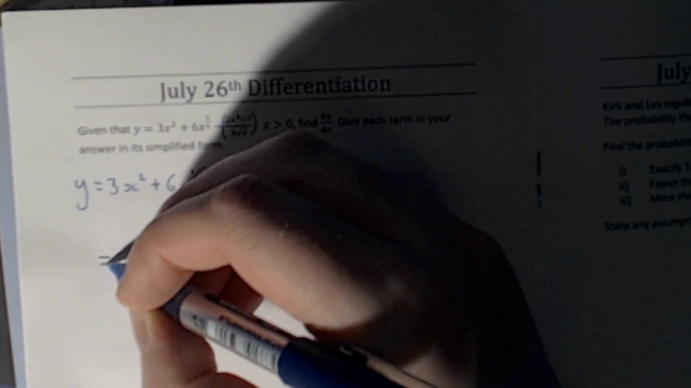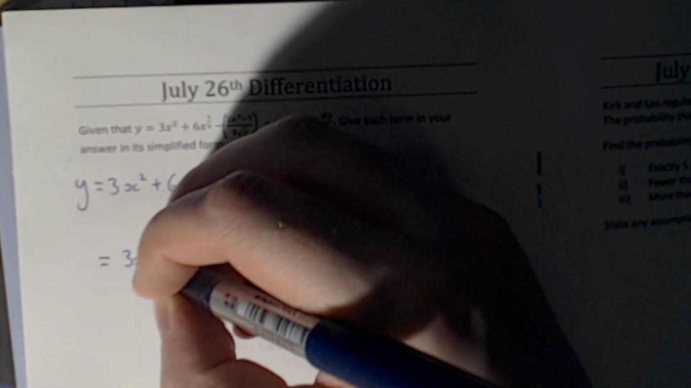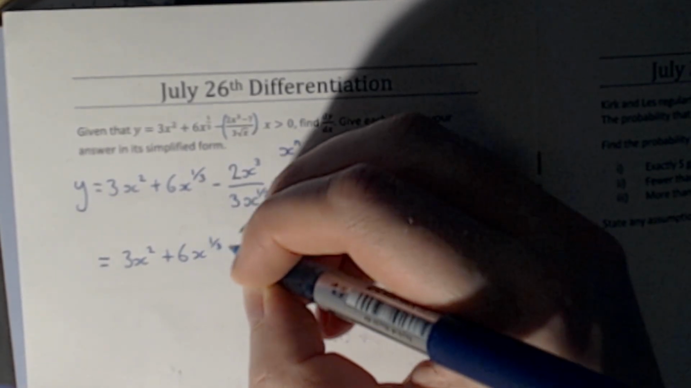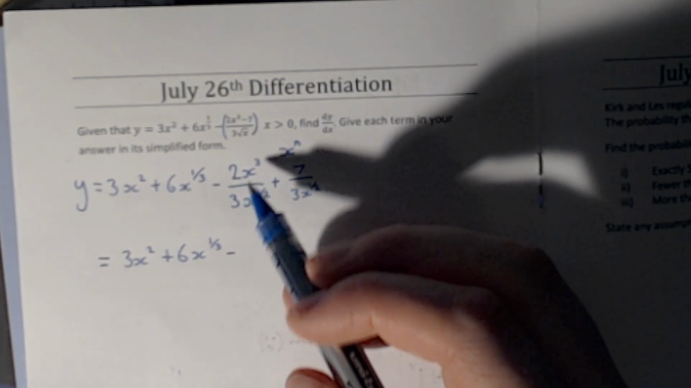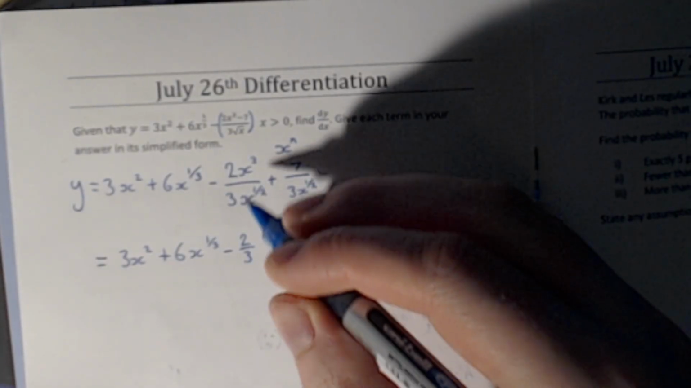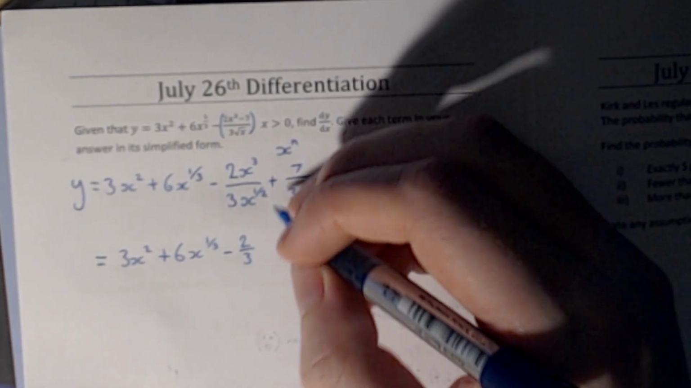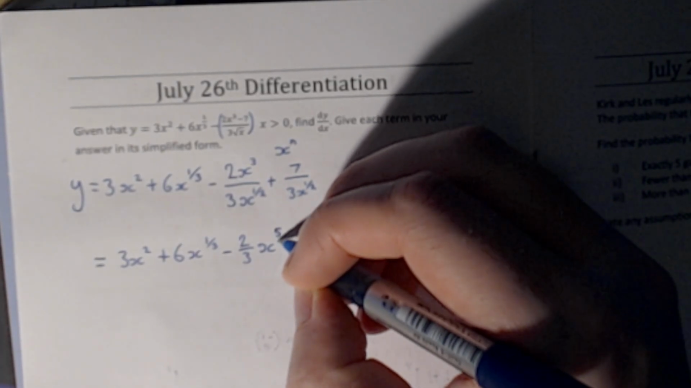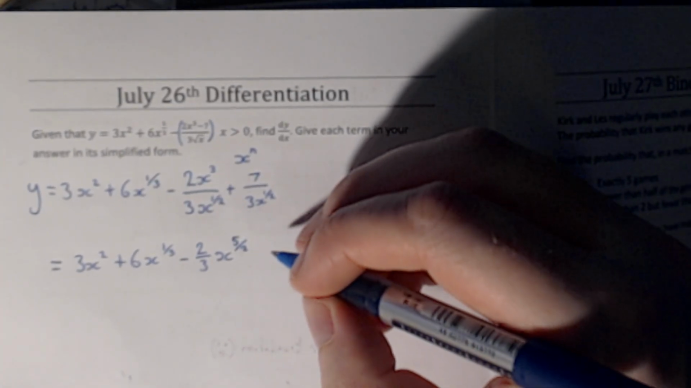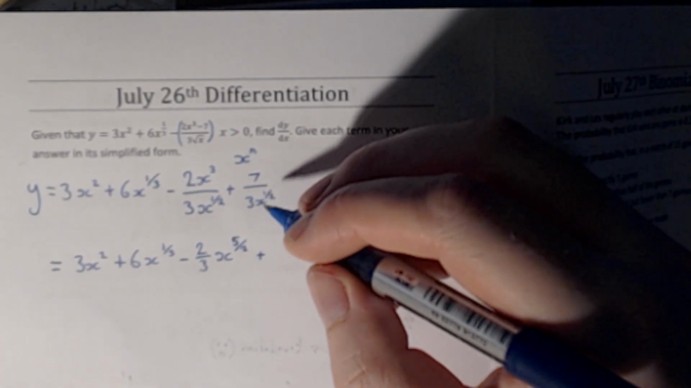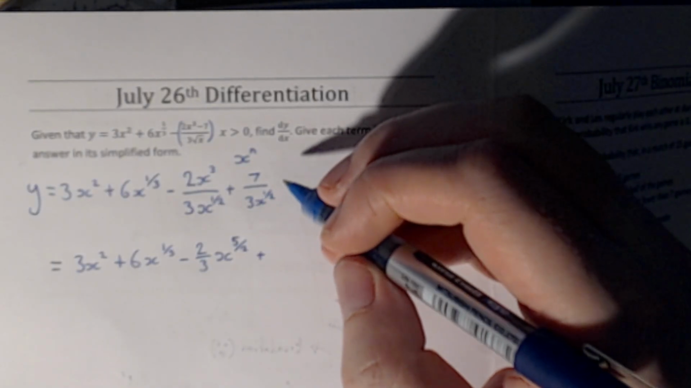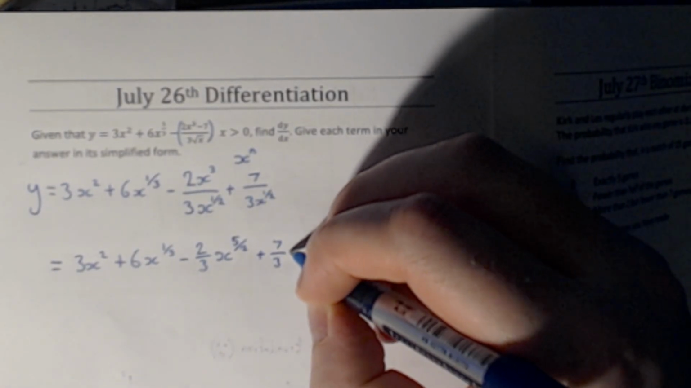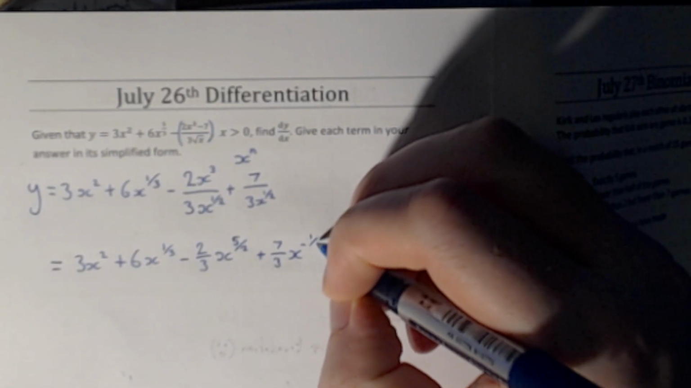Okay, so we'll finish off our simplification. We get 3x squared plus 6x to the power of a third minus, well, 2 over 3 x cubed divided by x to the half. Well, that's going to be x, we're going to subtract those. That's going to be to the power of 5 over 2. And then we're going to add, well, no x terms divided by x to the half. It's going to be 7 divided by 3 times x to the negative 1 over 2.